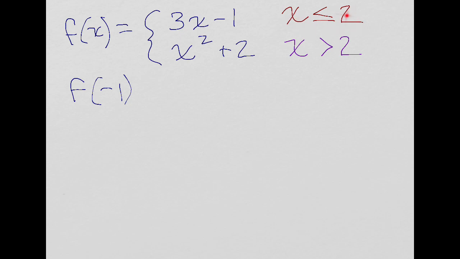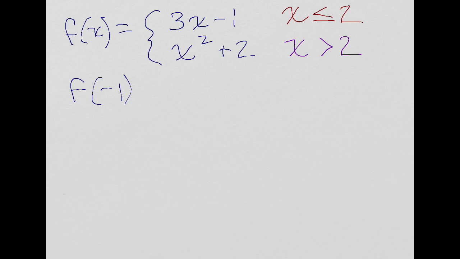-1 is less than or equal to 2. -1 is not more than 2. So I'm just going to totally ignore this bottom piece here. -1 is less than or equal to 2. That puts me in the top piece of the function. And I'm going to use 3x minus 1.